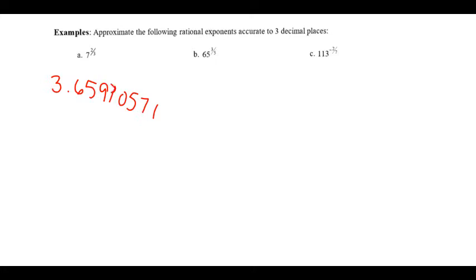So this is a 3 right here. So I have a 9 here, but a 3 there. So my answer will be 3.659.